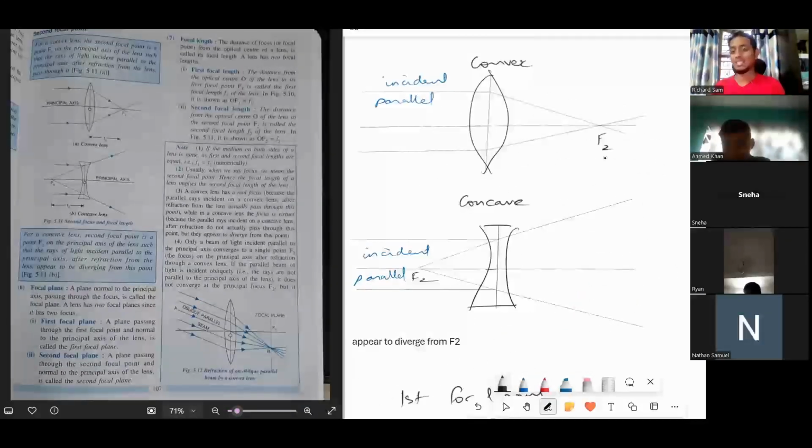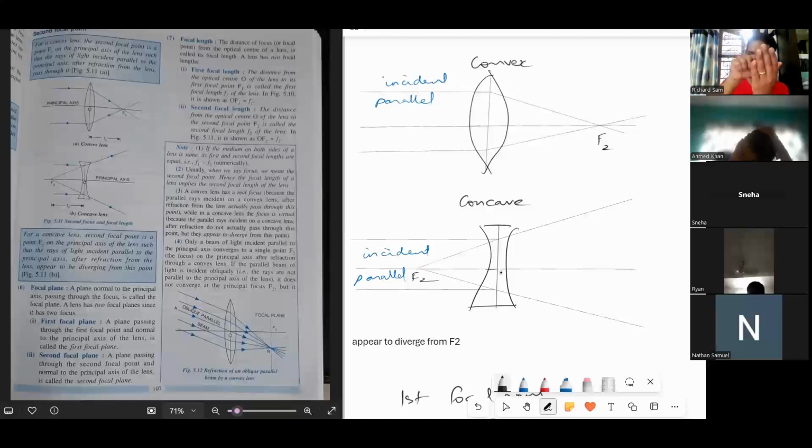Same way, what is second focal length? The distance from second focal point to the optical center. Here also, what is second focal length? The distance from second focal point to the optical center. Focal length, focal point. Second focal length, second focal point. Okay, note the difference. Focal length is the length and the point is called focal point.